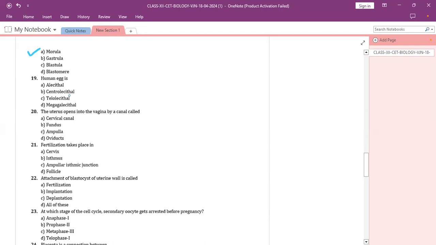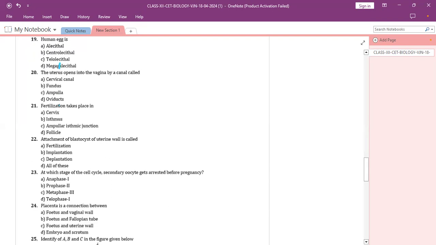19th question. Human egg is A. Alecithal, B. Centrolecithal, C. Telolecithal, D. Megalecithal. So here, obviously, it is alecithal, because the human egg is devoid of any yolk.